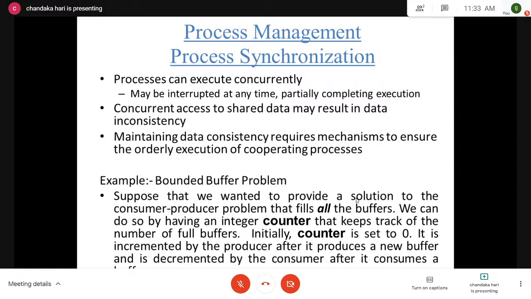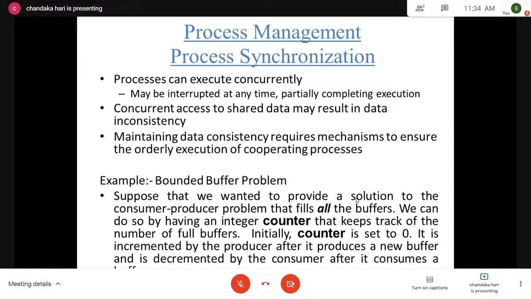Let us take an example. Already in the last class we have seen the producer consumer problem. The producer produces items into the buffer, and the consumer consumes items from the buffer. The data structure required to implement this bounded buffer problem is the circular queue. In a circular queue, in order to distinguish when the queue is full and when the queue is empty, we need an additional variable called counter. The counter is used to keep track of how many elements are present in the queue.